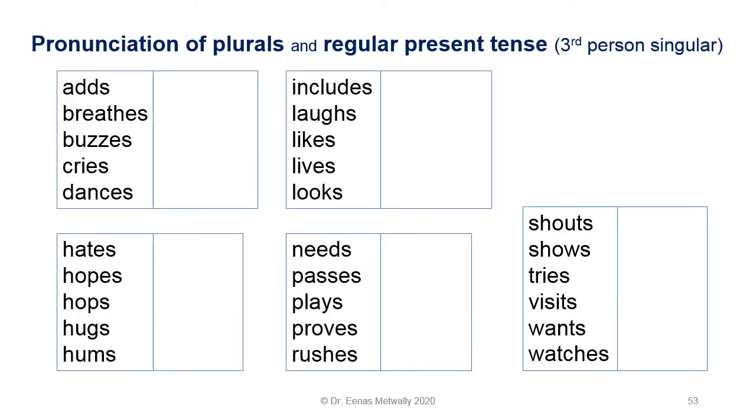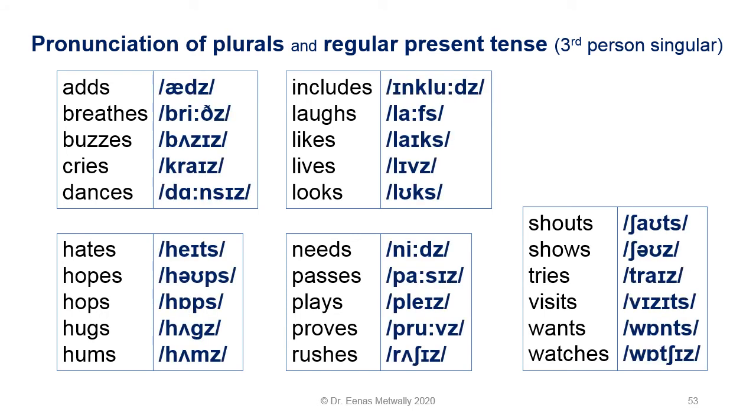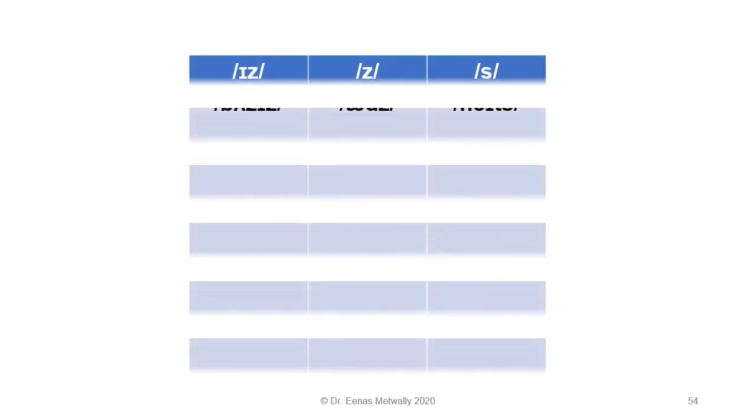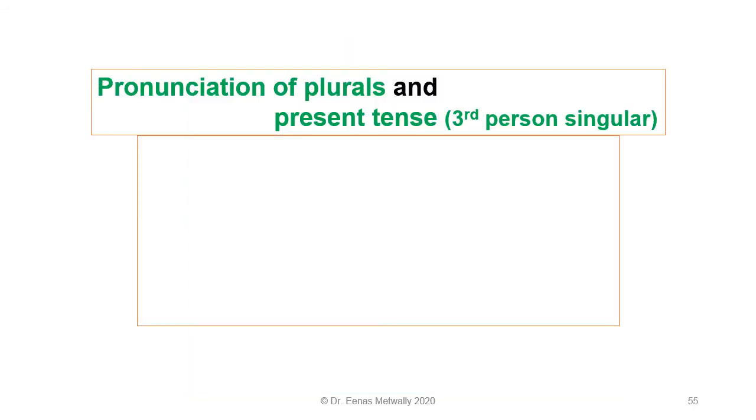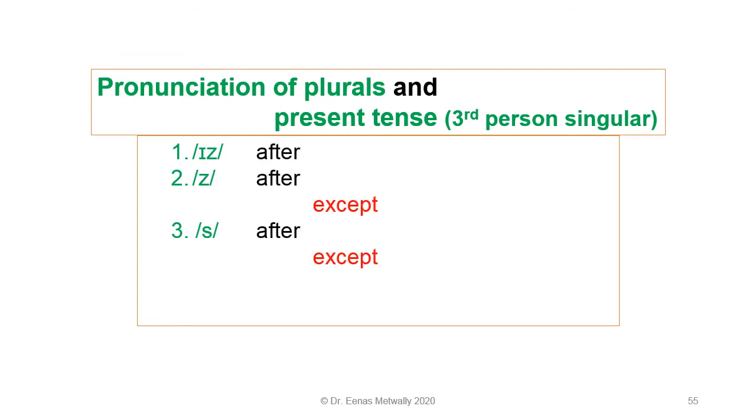Let's do the same thing for the plurals and regular present tense verbs in the third person singular. Here are the transcriptions. Divide the verbs into is, z, and s endings. Now add the verbs in the correct column. Now write the rule. Is comes after, z comes after, except, and s comes after, except.